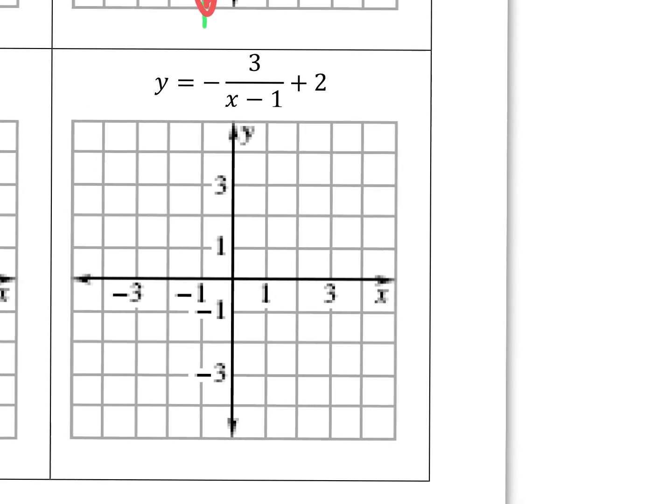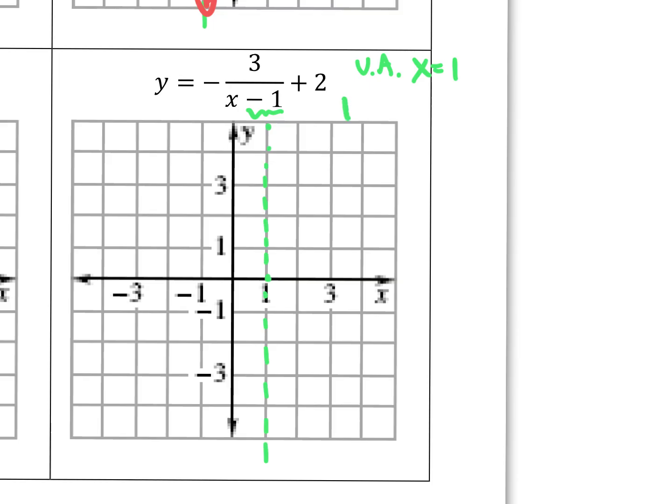What's the first step on graphing any of these? Identifying the asymptotes. The vertical asymptote is x equals h. What is h? 1. Yep, +1. So go to the x-axis. Here's the x-axis. It says x right there. Go to +1, and you're going to draw a vertical line right through that x value of 1.